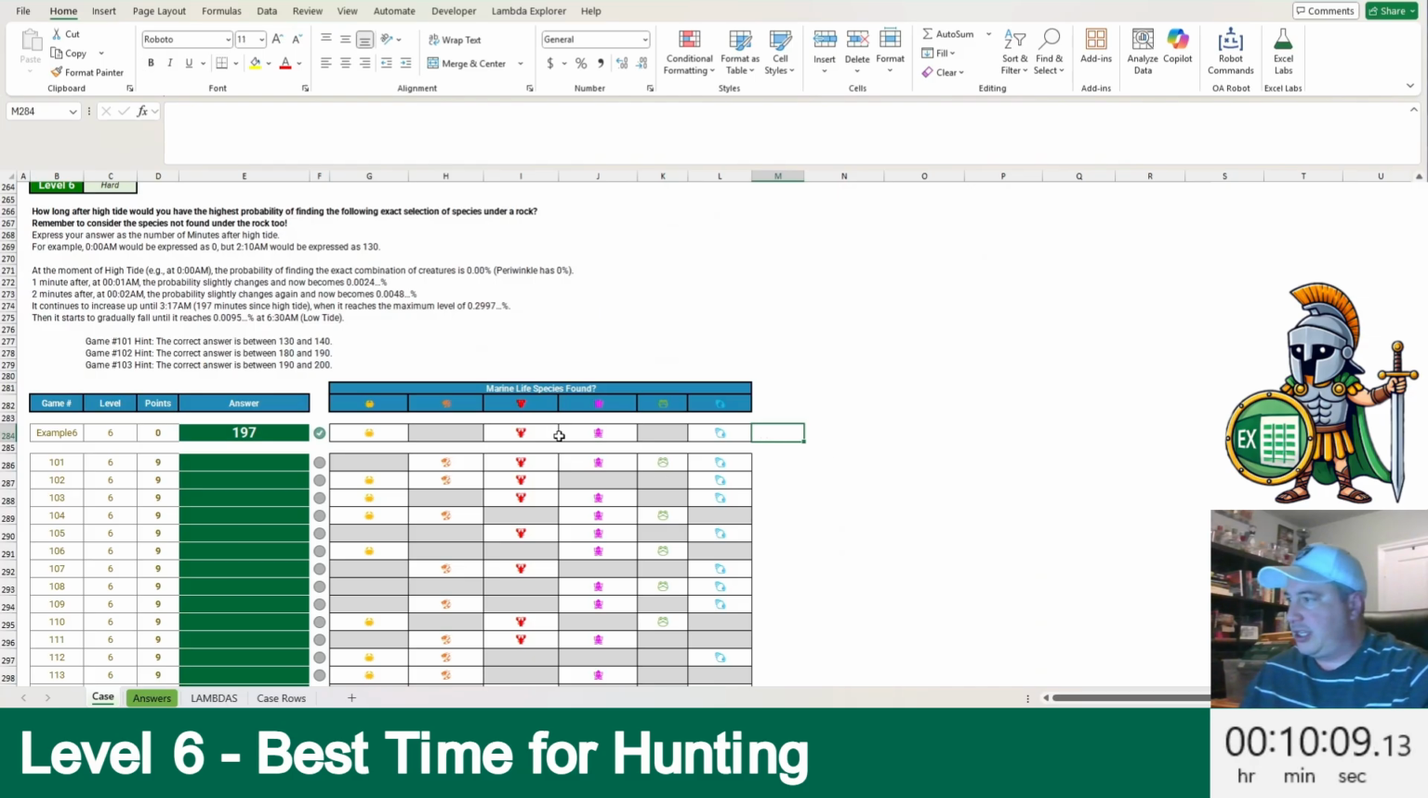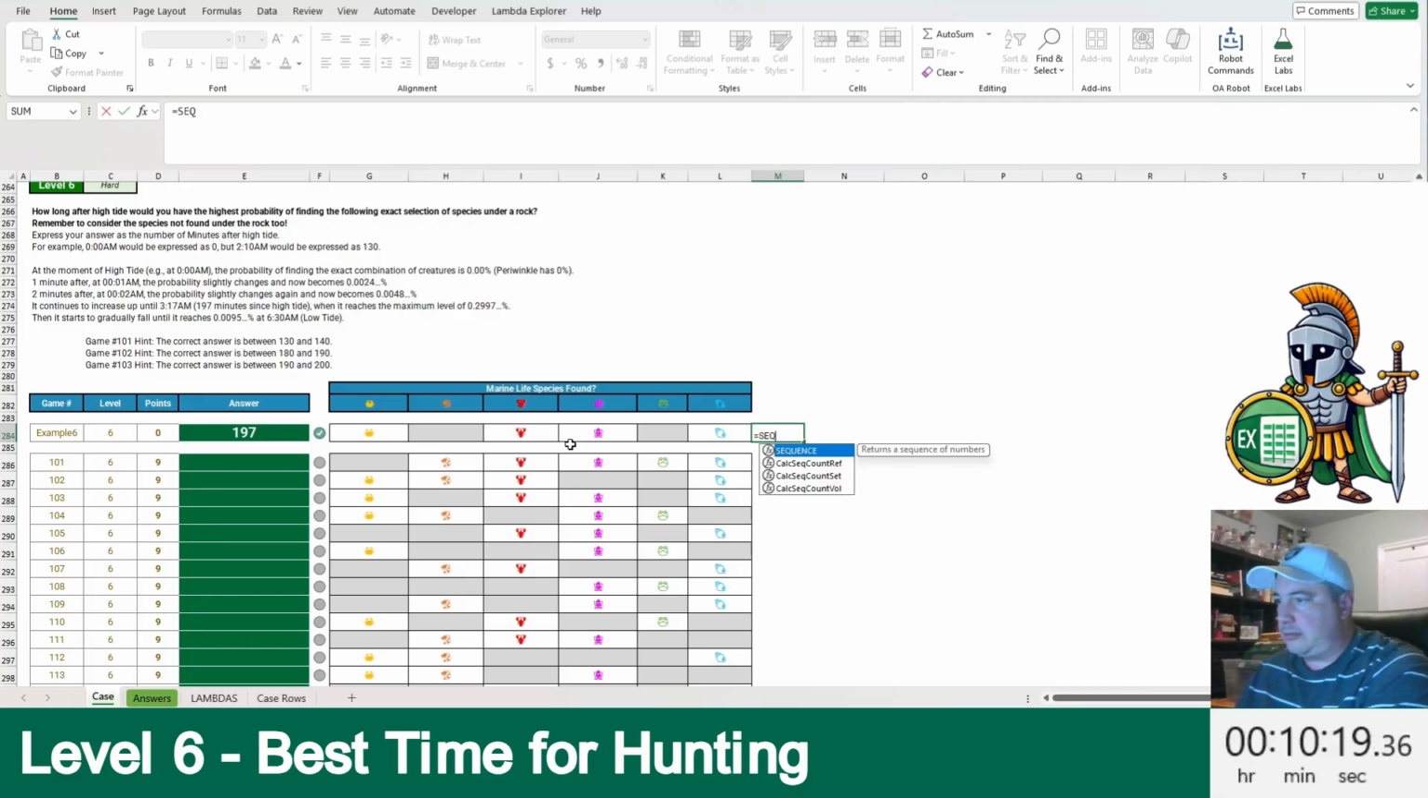We're taking that logic and we have to find what time gives us the highest amount. So we'll map a sequence, and that sequence should go from 12 a.m. to the first high tide, low tide. So it should be 60 times 6 plus 30.